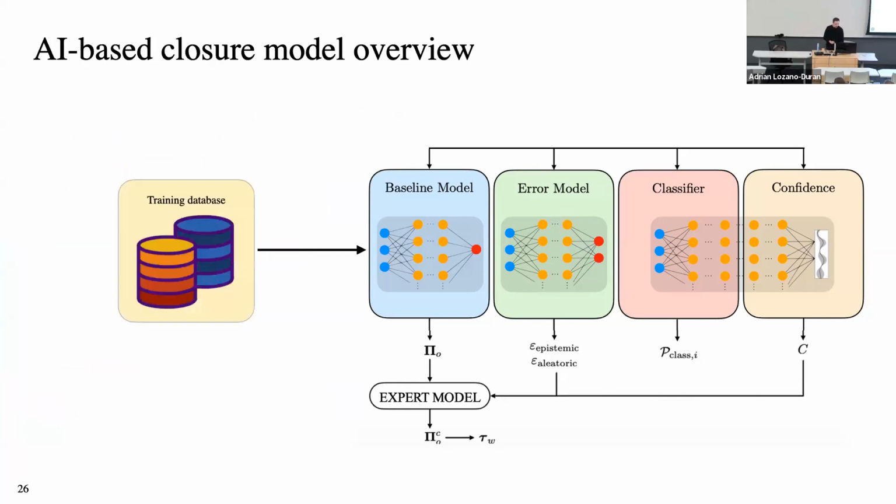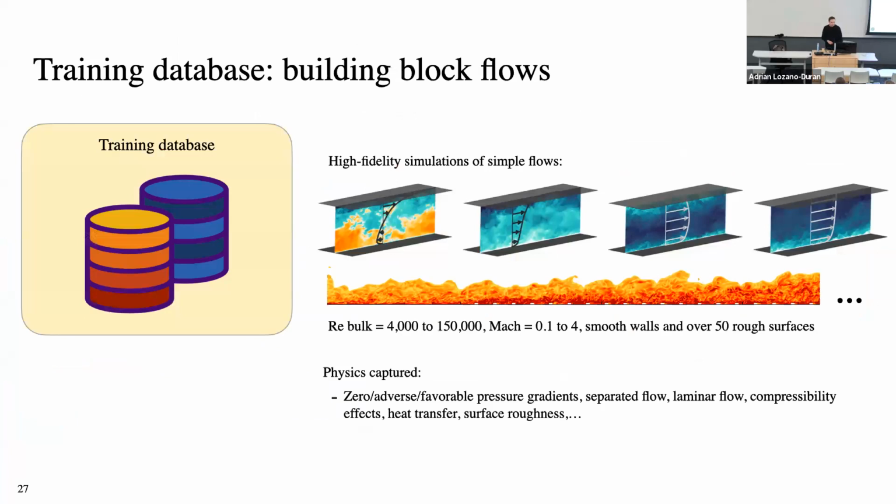Okay. So to do all these four modules, we need some training data. I touched on this a bit. The training data is not only these simple channel flows. We also have some boundary layers. What we do is create this DNS database, a direct numerical simulation, where all the scales are resolved. We use different Reynolds numbers, from low to high, and different Mach numbers, from almost incompressible to Mach 4. We have smooth walls and different rough walls.